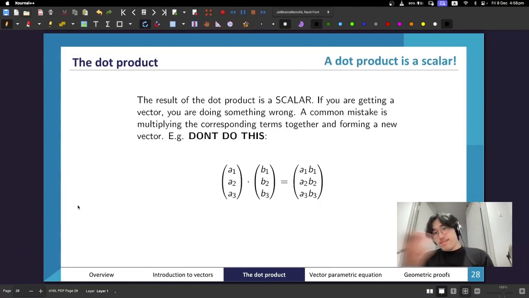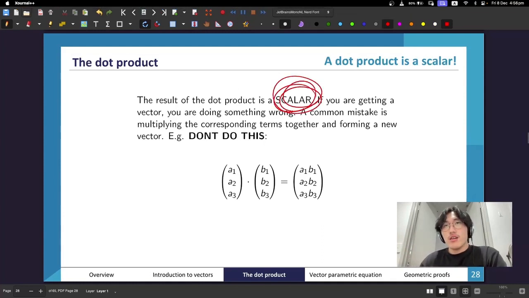Okay. Like I said just that slide before, the result of the dot product is a scalar. If you're getting a vector, you're doing something wrong. Really ingrain this into your mind, because I have personally lost marks from doing this. Because while I did understand it was a scalar, I wrote this down in a hurry in an exam, and then I lost a mark. I don't want any of you to do that, so just make sure you're not doing this. Yeah, it's good to understand with functions like the dot product, what is the input and what is the output.